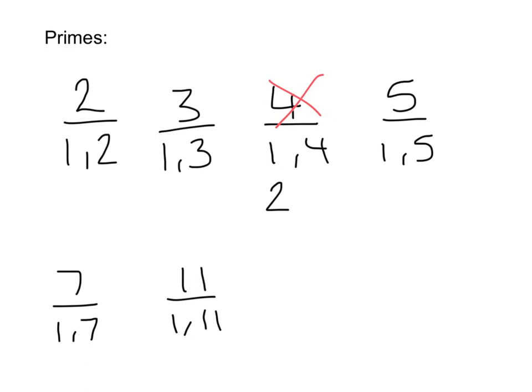Now you might be thinking, why haven't I included 1? And that's because the only factor of 1 is 1. And remember, all prime numbers have two factors, 1 and themselves. So unfortunately, 1 does not count as a prime number.